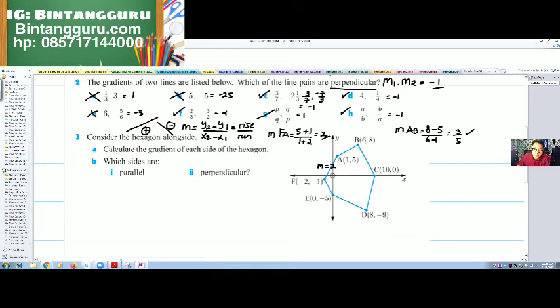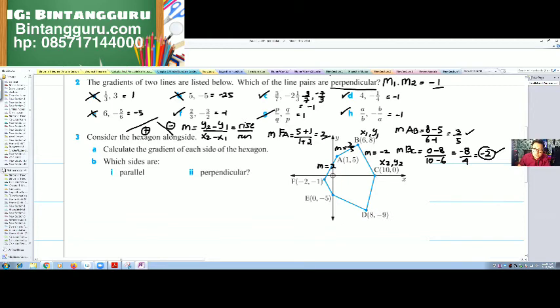Then I want to find the gradient of BC. So this is x1, y1, x2, y2. We have to find MBC equal to 0 minus 8 over 10 minus 6. So this becomes minus 8 over 4, so the gradient will be negative 2. The gradient of AB is 3 over 5, and this gradient is negative 2, so this is going down. So the answer is correct.